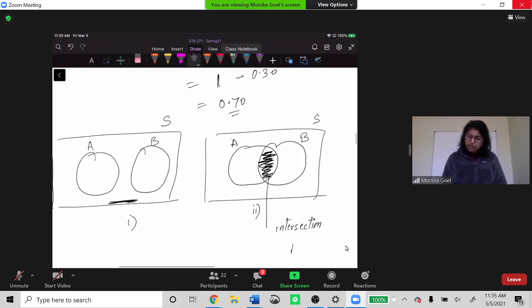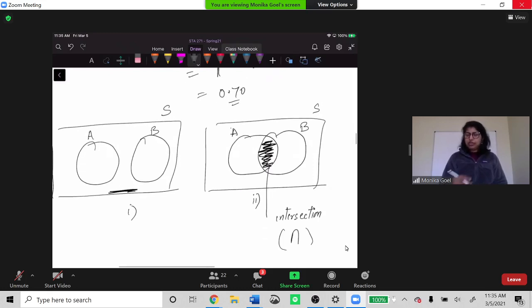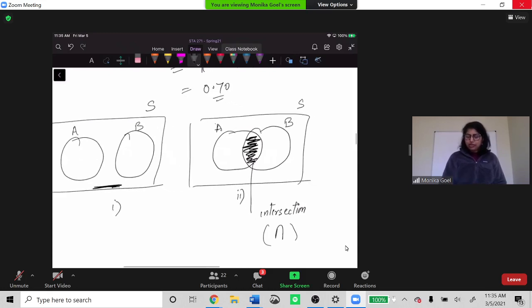We denote intersection with this symbol, or you can think of it as an upside down U. Intersection is the common part between A and B, so it is also considered the "and" part. Sometimes the word intersection is not given, but it says A and B. When we say A and B, this is the common part between A and B, in both A and B.